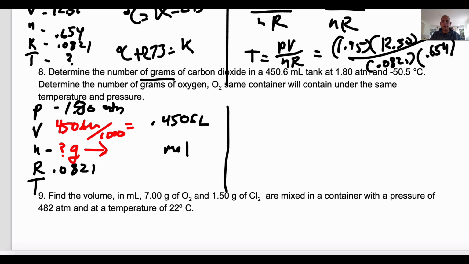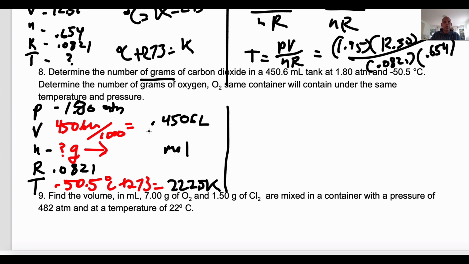And negative 50.5 degrees Celsius. Remember, this is really showing you why we need Kelvin. If we put a negative into PV equals nRT, everything would be negative. So let's go ahead and add 273 right on there quick. Negative 50.5 plus 273 equals 222.5 Kelvin.